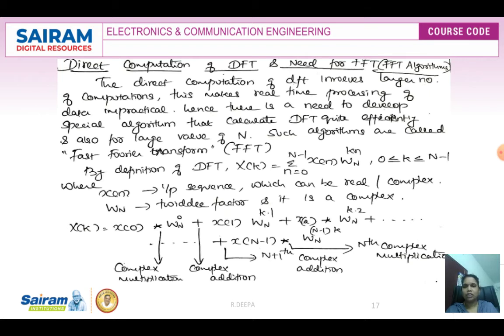If I expand this normal definition of X of k, I will get complex multiplications as x of 0 with W_N, and again x of 1 with W_N power of k into 1, and x of 2 into W_N power of 2k. These are the various complex multiplications, and if you observe, for any given x of n the number of complex multiplications will be more. The complex addition is nothing but if I add the first term and the second term, it is again a complex addition.